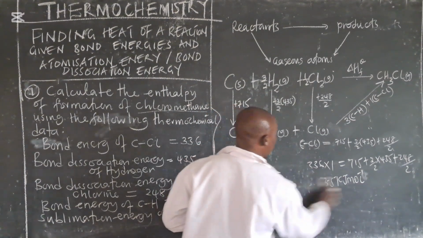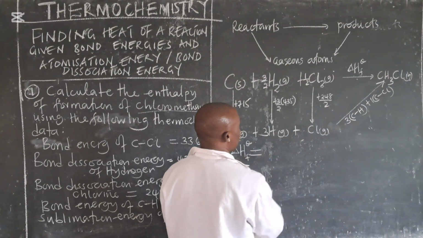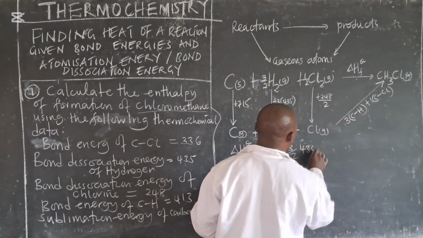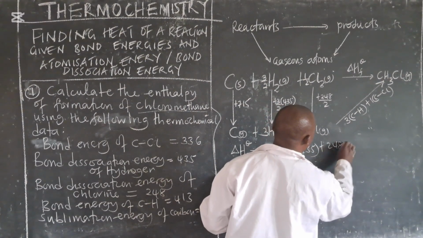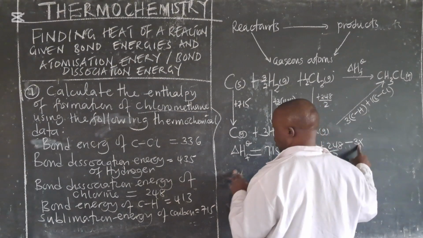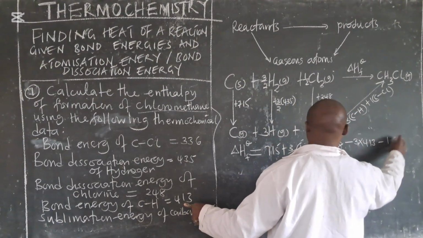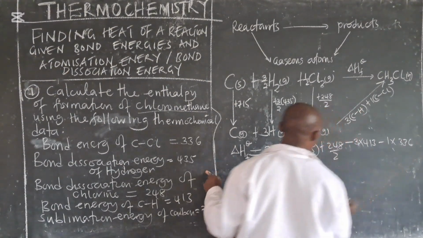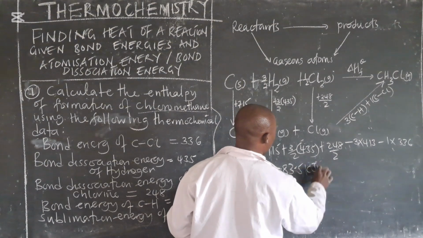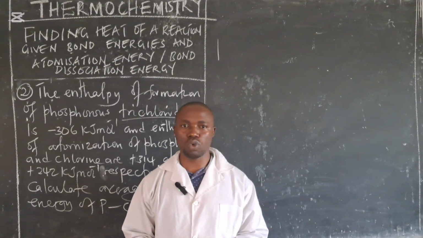So we can as well say the formation value is actually equal to this 715 plus 3 out of 2 times 435 plus 248 out of 2, then minus, so these are going to be negative, 3 times carbon hydrogen bond 413, then also this negative times 336. That right away gives us negative 83.5 kilojoules per mole, the same answer there. Let us look at example 2.